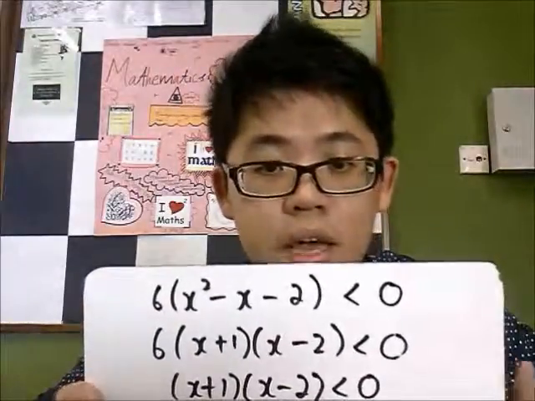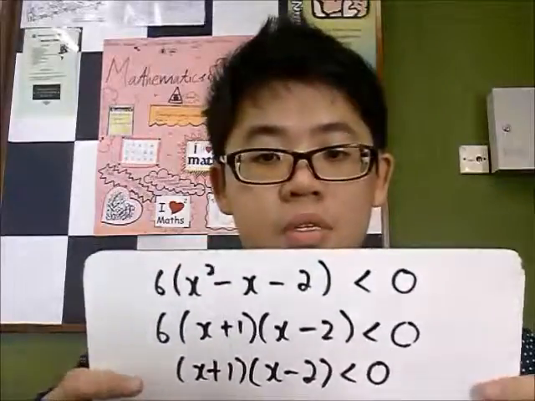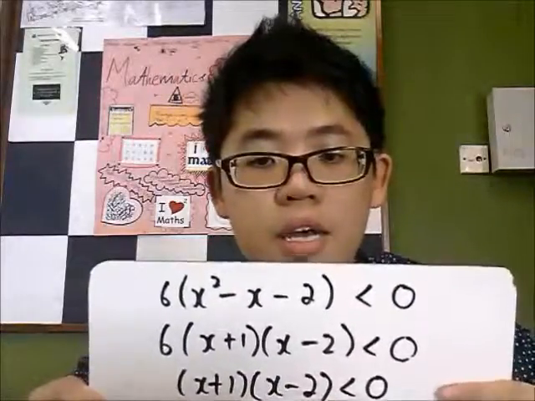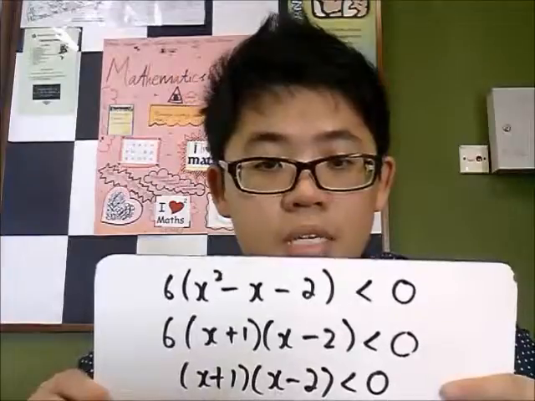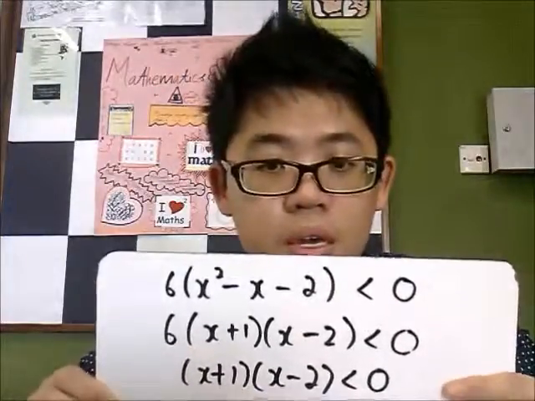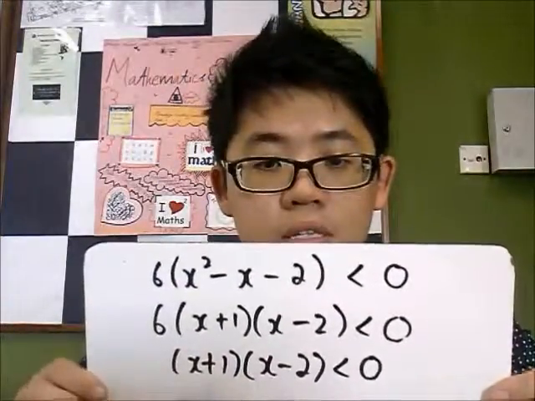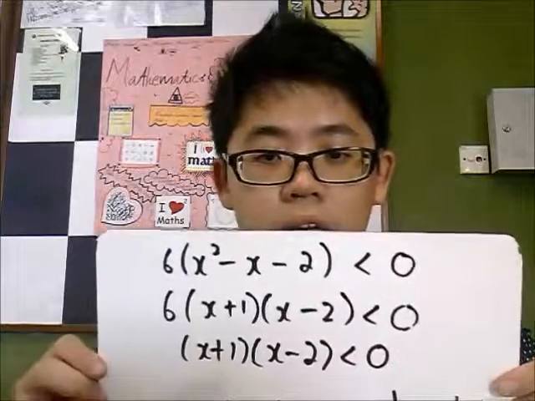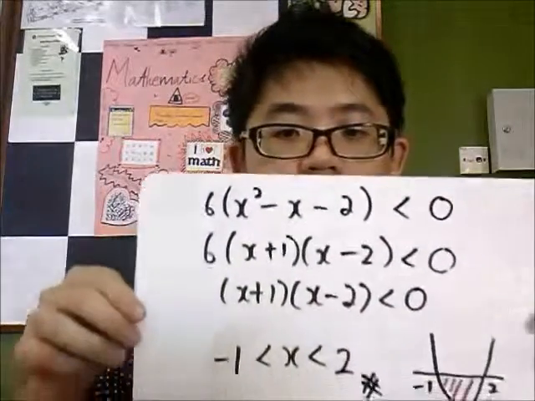So you notice that the other side is still 0, because 0 divided by 6 is still 0. So after this, the next step would be, aha, most of you will have forgotten this.